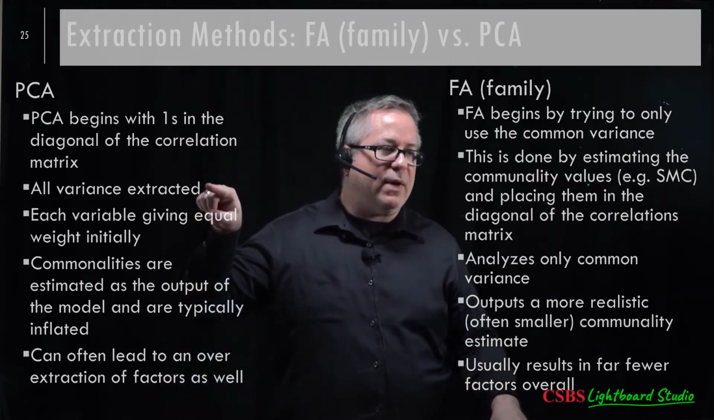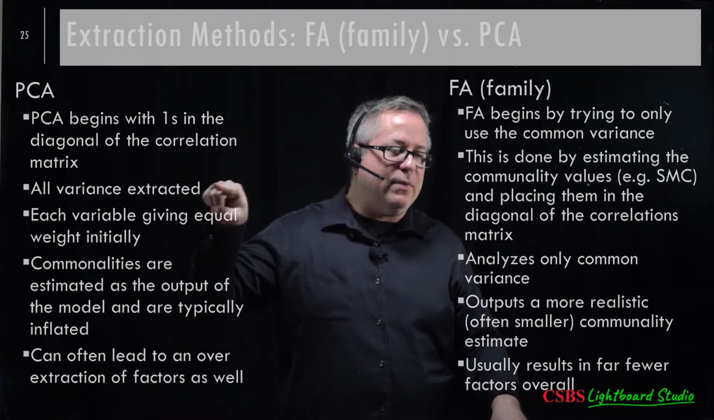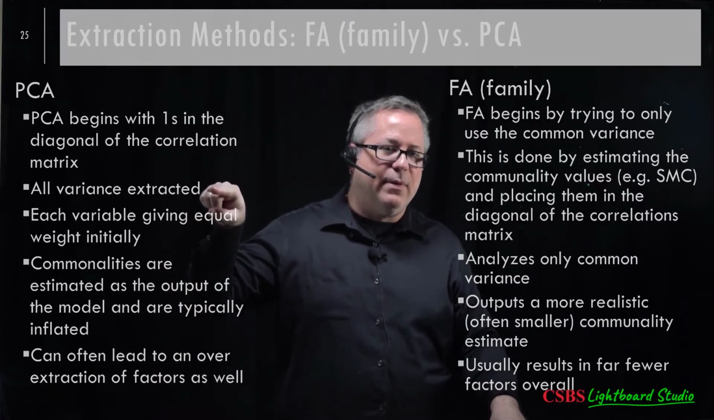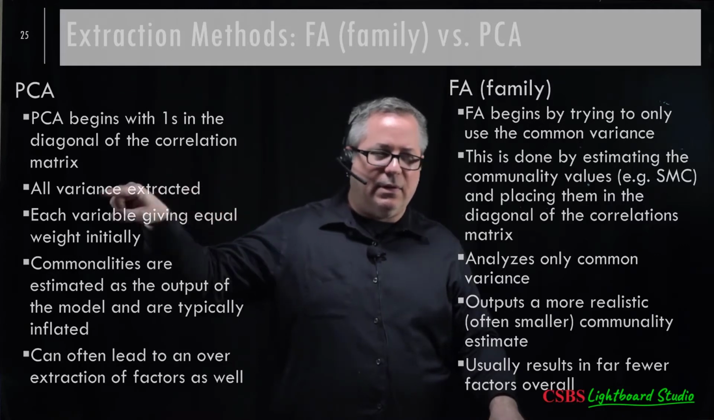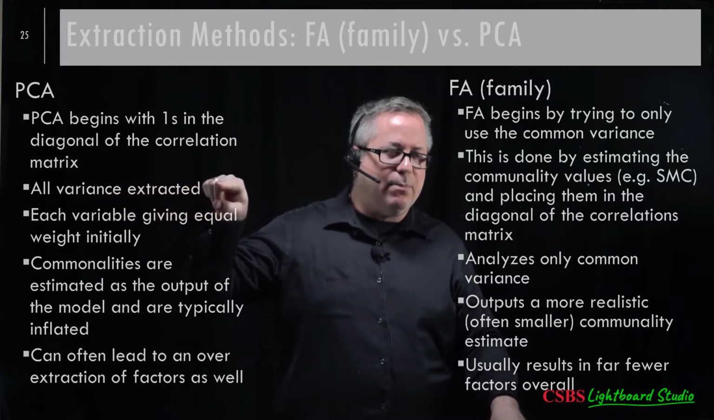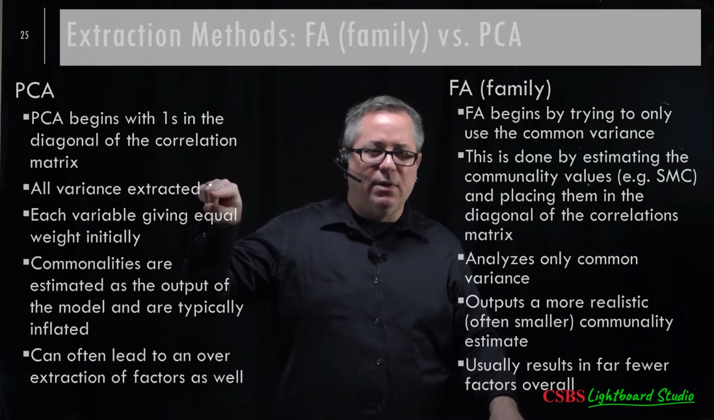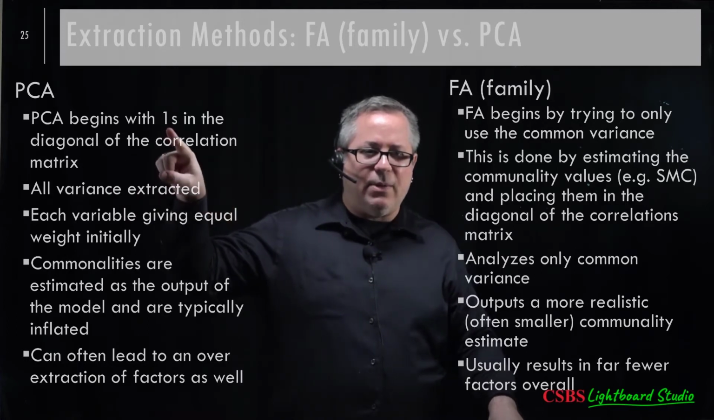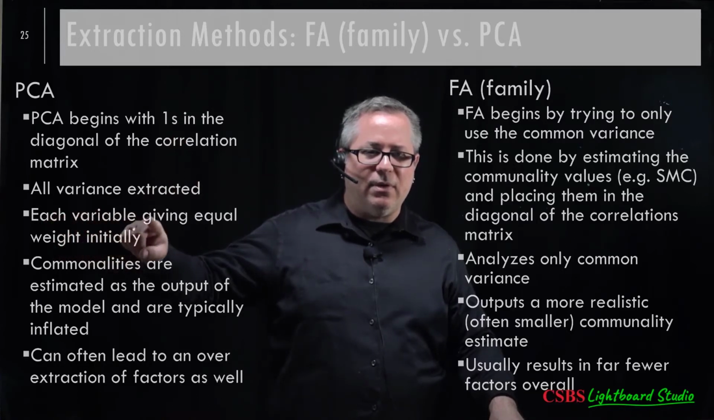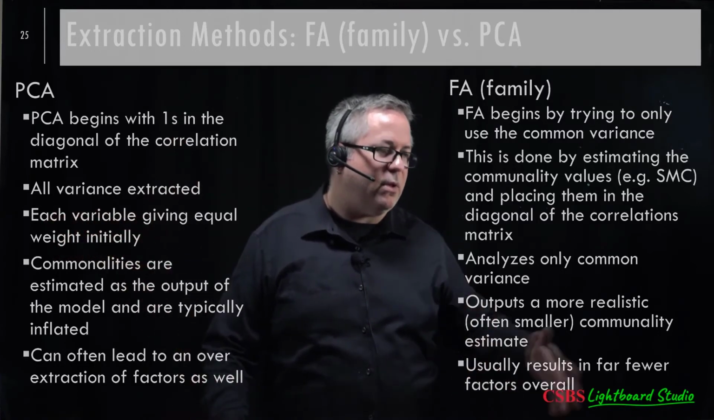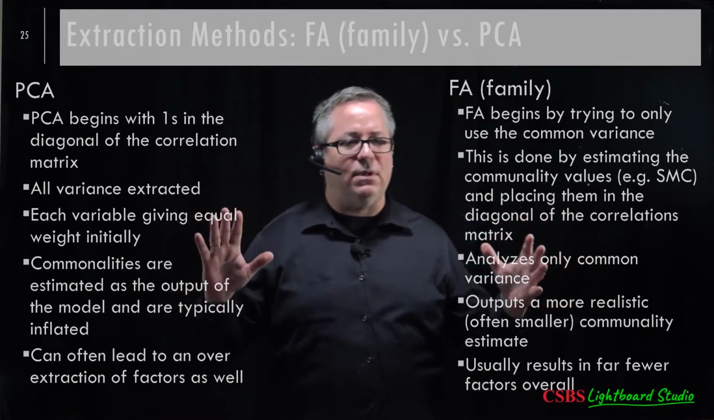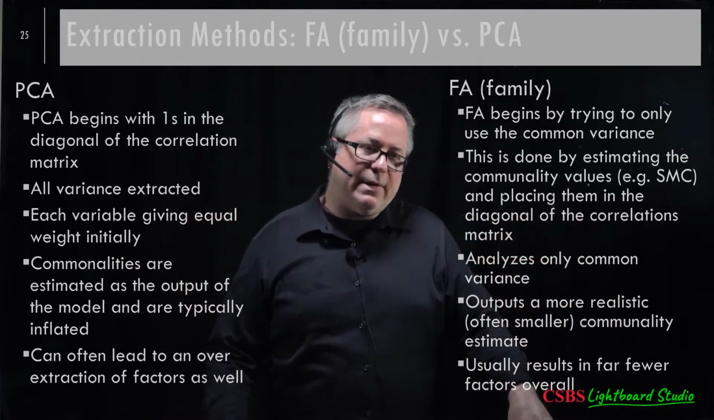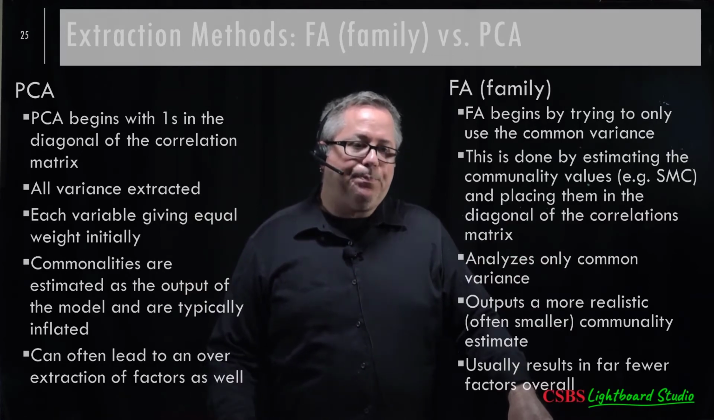Because of that, PCA tries to extract all the variance at one time. It tries to treat everything as common, and therefore it's going to extract more variance than it really should. And because all items get 1 to begin with, that's a way of saying that each variable is equal. It's saying that we're going to start off by saying all the items are equally important in this scale and try to factor analyze that.